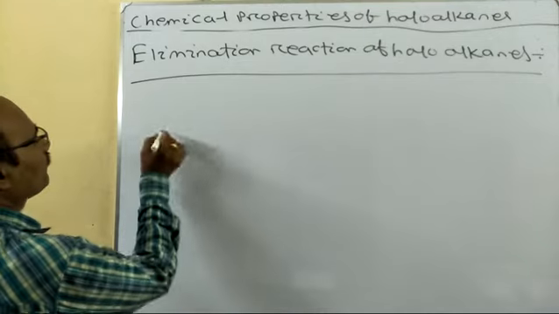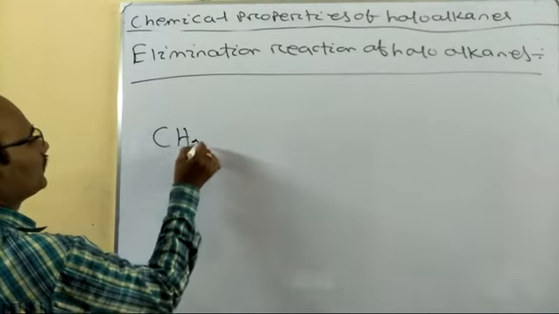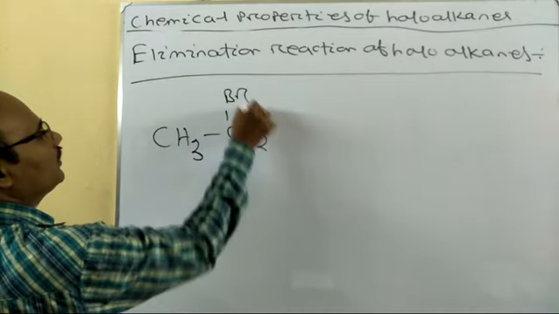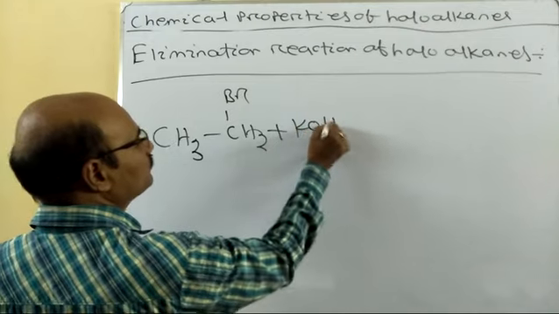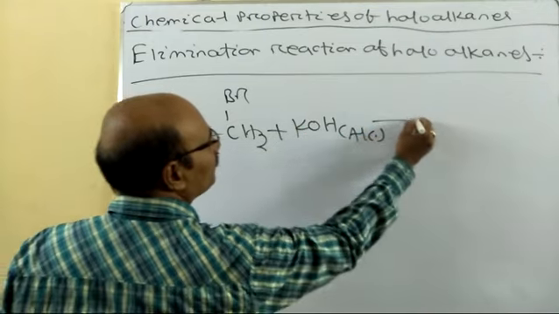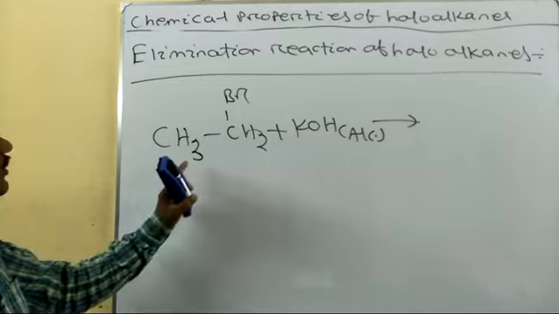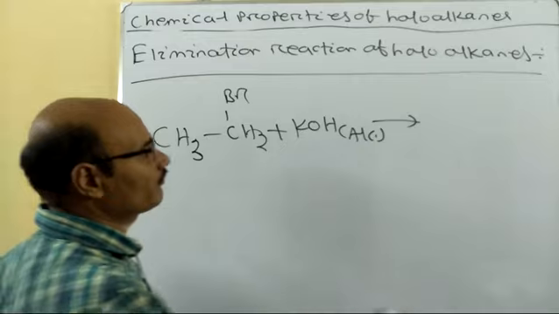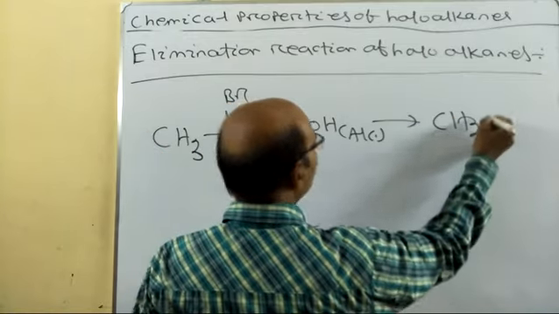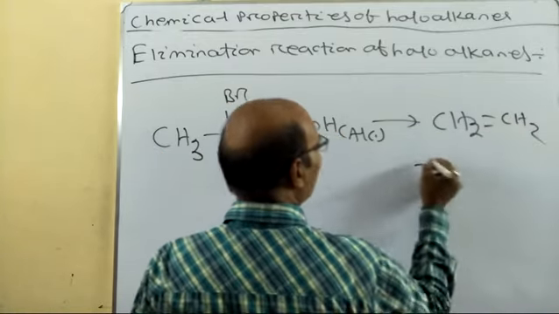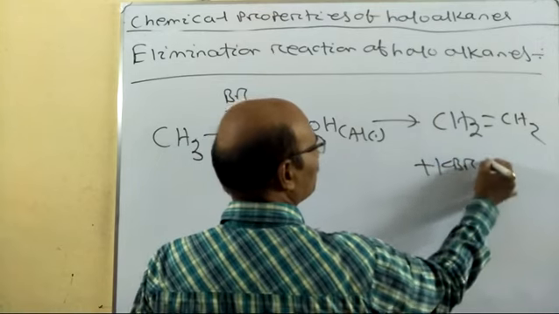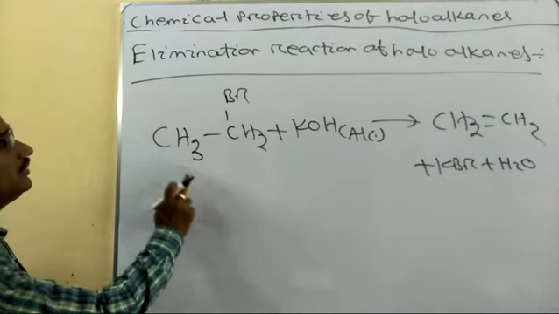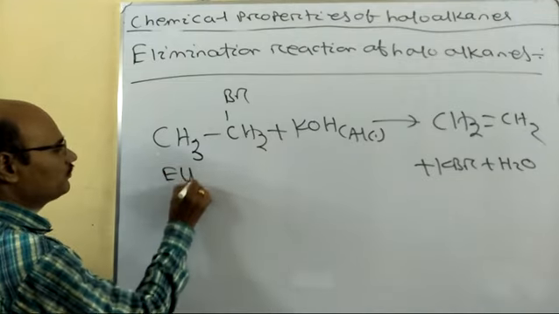Let us take CH3CH2Br plus alcoholic KOH. When an alkyl halide reacts with alcoholic KOH, we get CH2=CH2 plus KBr plus H2O. Here, this is ethyl bromide.